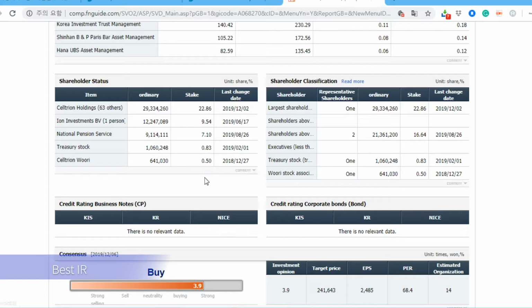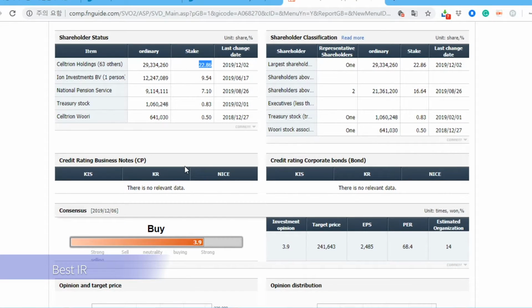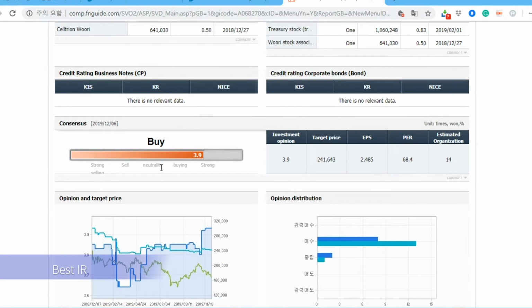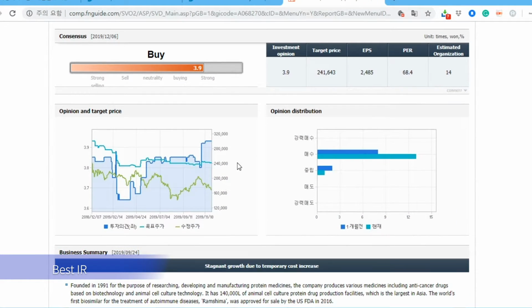But by shareholder at the end of last year, Celltrion Holdings owns the controlling units at 23%, and then IN Investment has 9.5%, and National Pension has about 7%, and then they have treasury stocks and things like that. And obviously institutional investors own quite a bit, and a lot of analysts are recommending it to buy.